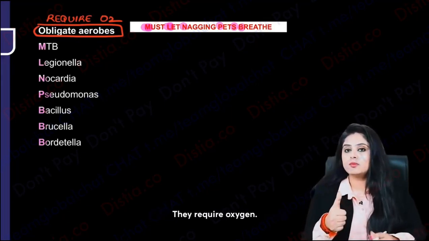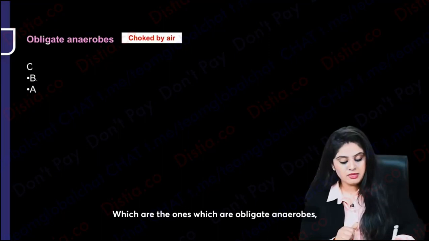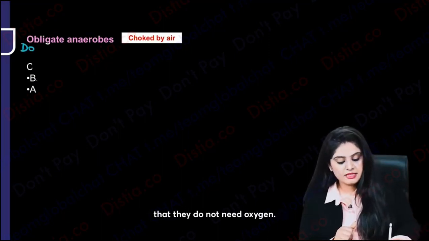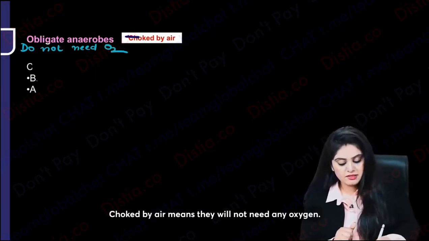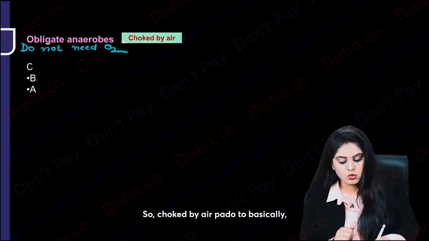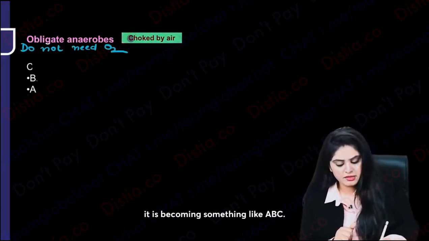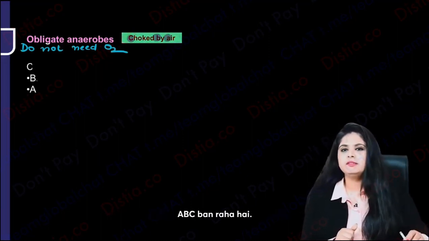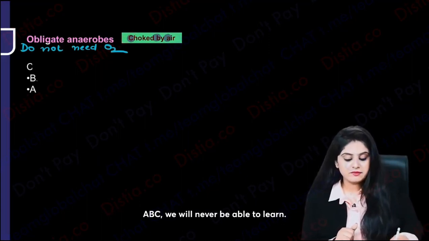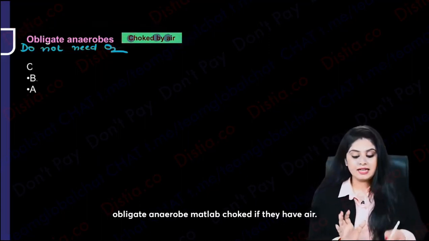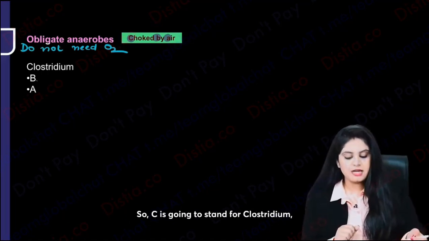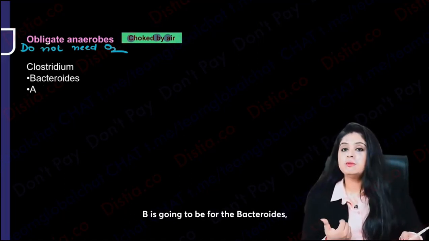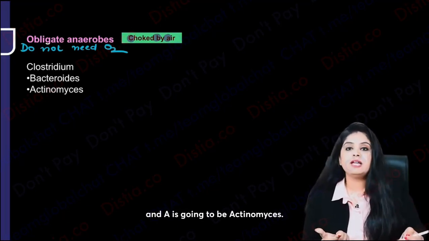They require oxygen, but which are the ones which are obligate anaerobes, that do not need oxygen? They will get choked by air. So how have I learned? Choked by air means they will not need any oxygen. So read it as choked by air, and basically it is becoming something like ABC. ABC is being formed, but ABC you will never be able to learn. With this mnemonic you can learn. Obligate anaerobe means choked if they have air. They are choked by air. So C is going to stand for Clostridium. B is going to be for the Bacteroides, and A is going to be Actinomyces.